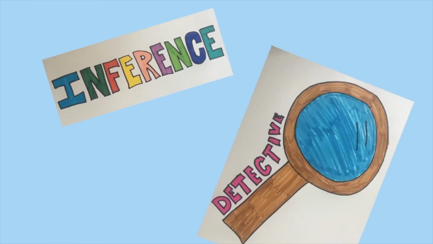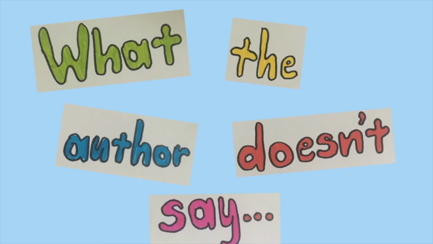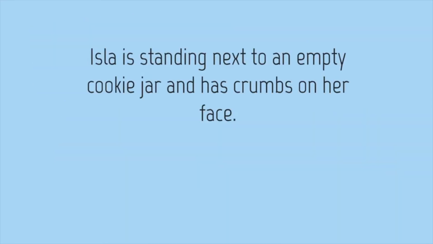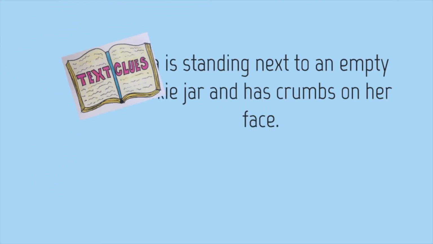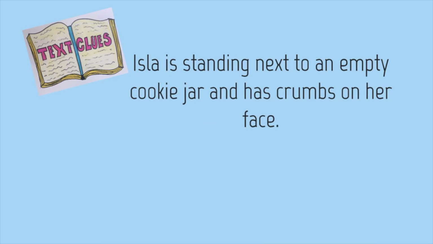Inferencing is when we read between the lines. We're using what the author doesn't say to understand what is actually happening in the scenario. So for example, we're going to read the sentence. Isla is standing next to an empty cookie jar and has crumbs on her face. So we're going to use our text clues. I'm just going to underline some text clues. I'm going to underline empty cookie jar, crumbs, and face.